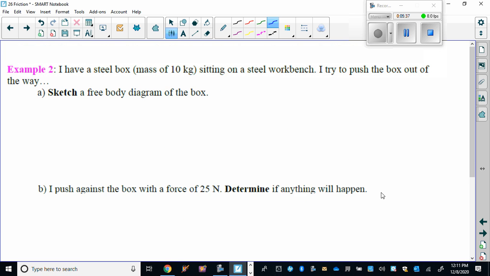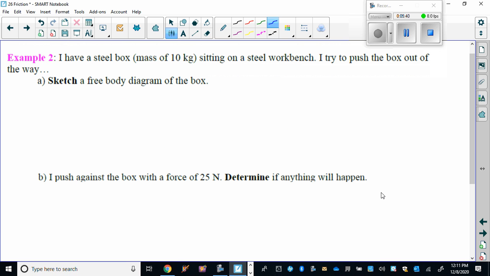Moving on, we have example number 2, which says I have a steel box sitting on a steel workbench and I'm trying to push the box out of the way. Sketch a free body diagram of the box. So here's the box. It's sitting on a steel workbench. You see, your free body diagram is I'm trying to push it out of the way, so there's going to be an applied force going that way. The force of friction is the opposite.